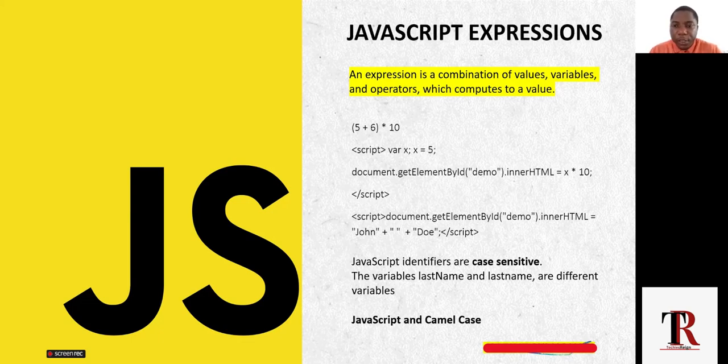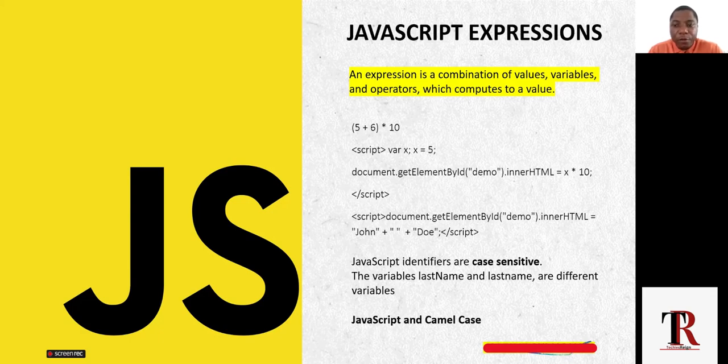An expression is a combination of values, variables, and operators which compute to a value, which means that if you do something like 5 plus 2, which equals 7 in JavaScript, it's an expression because you are combining values to get an output. So when the browser executes your expression or statement, that is when you get an output in JavaScript.